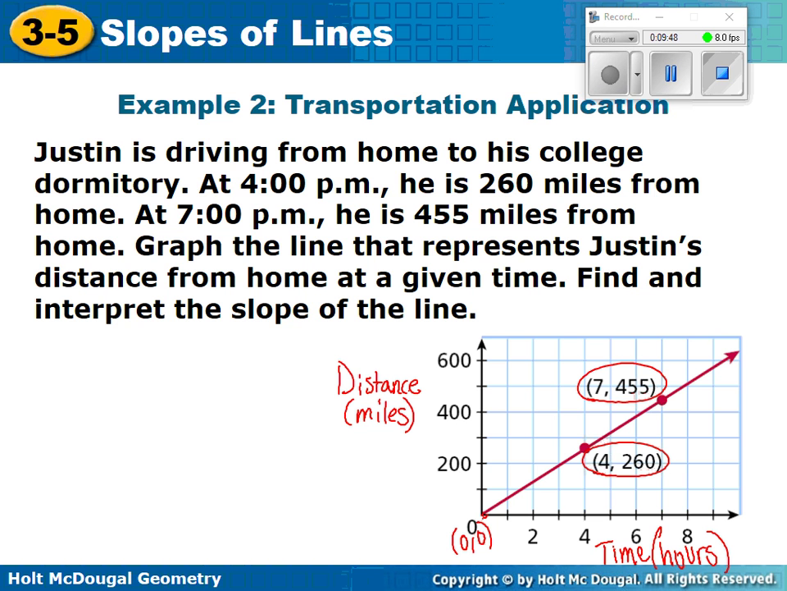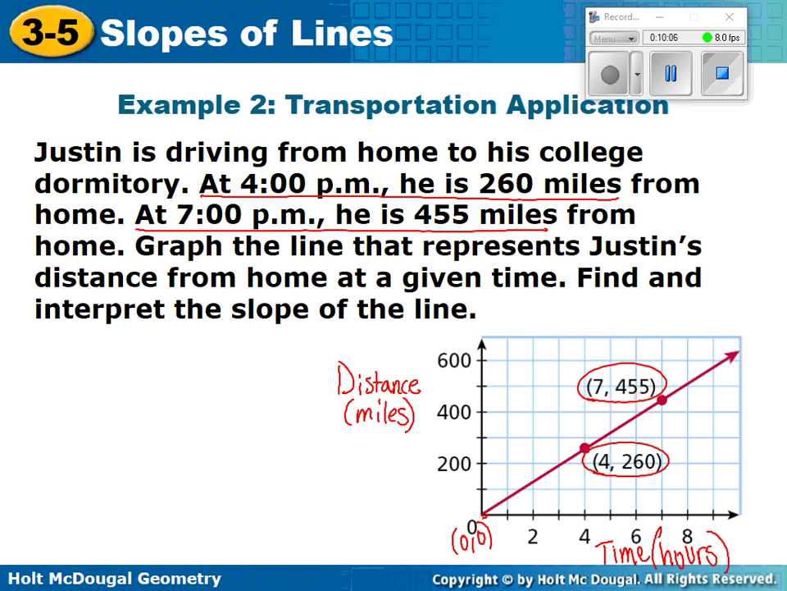Say it again, Emily. Okay, so they said at 4 o'clock he's 260 miles from home. So they put the 4 as the x value and the 260 as the y, and then the same thing for 7 and 455. Everybody okay with that? Okay, so then we graph those 2 points.